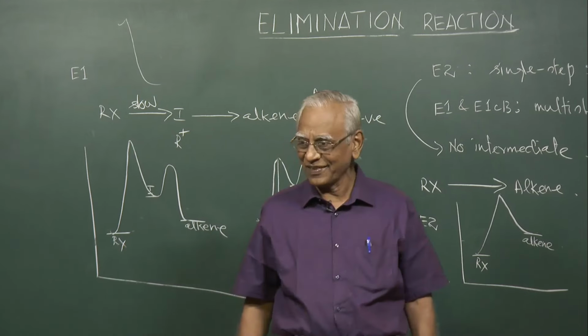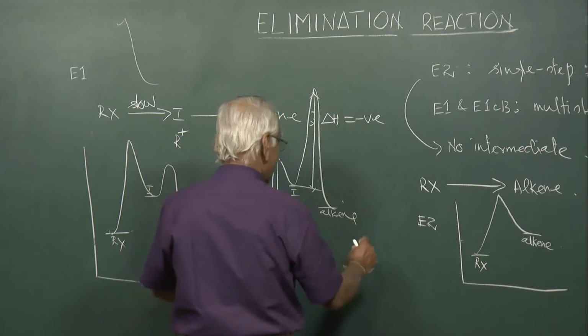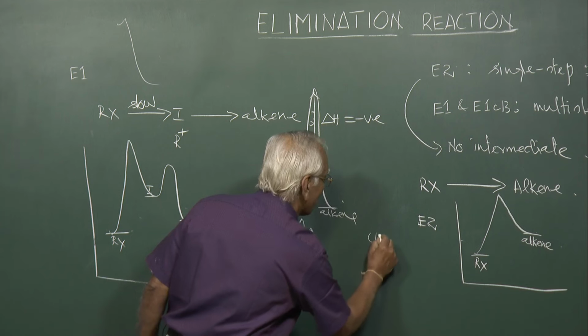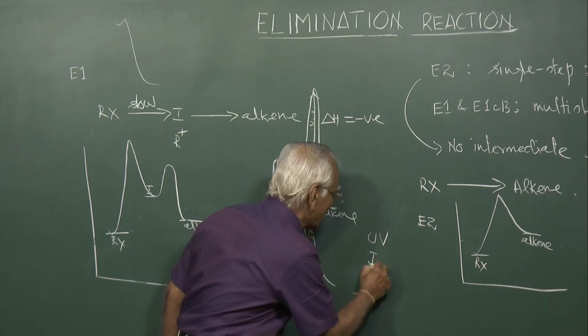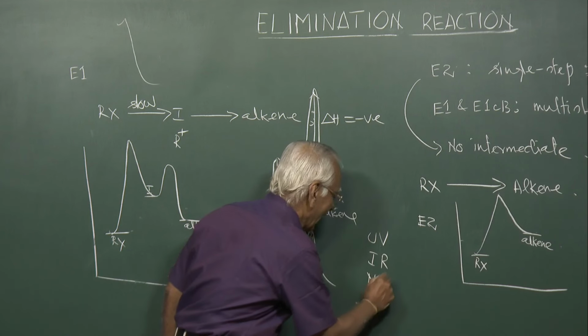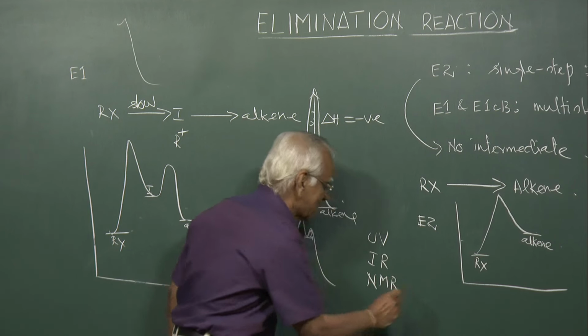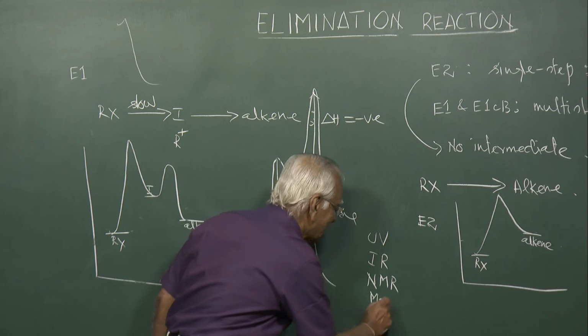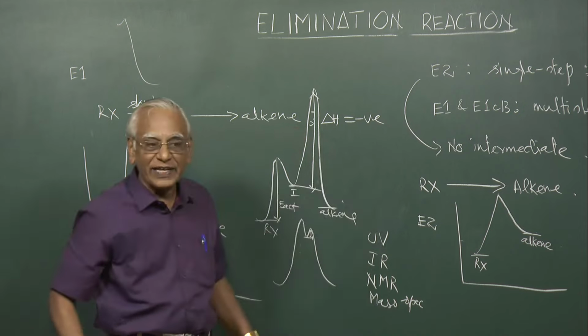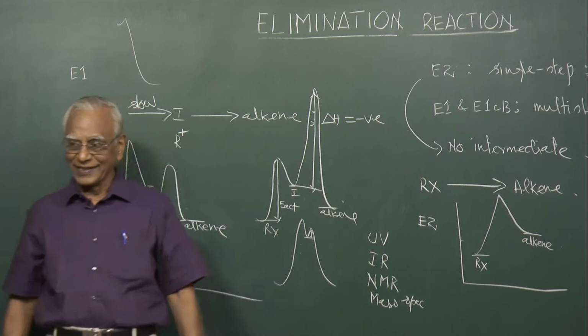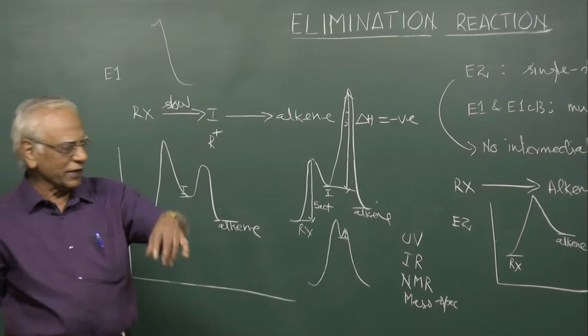Spectroscopic techniques. We have different spectroscopy: UV spectroscopy, ultraviolet spectroscopy; IR, infrared spectroscopy; NMR, nuclear magnetic resonance spectroscopy; and mass spectroscopy. These are the various gadgets available nowadays to infer even the lifetime.